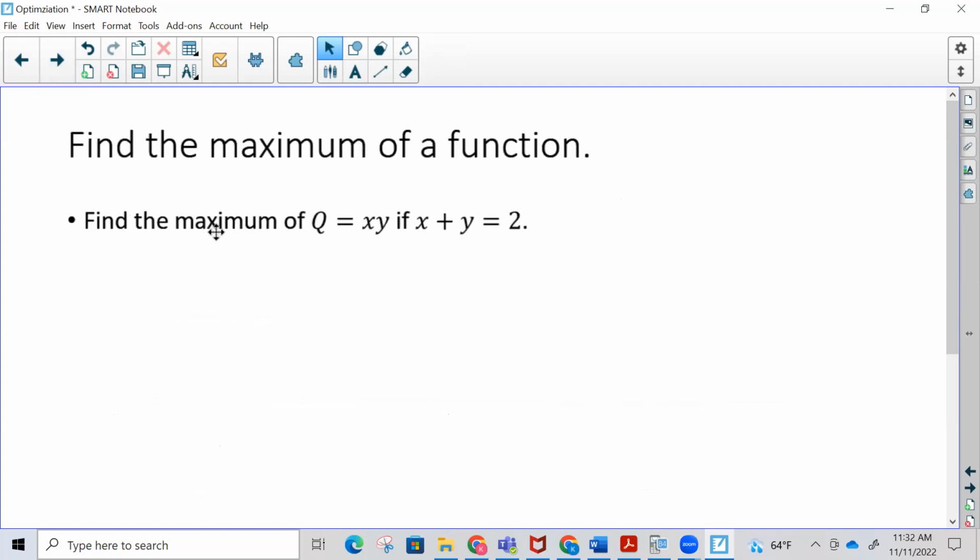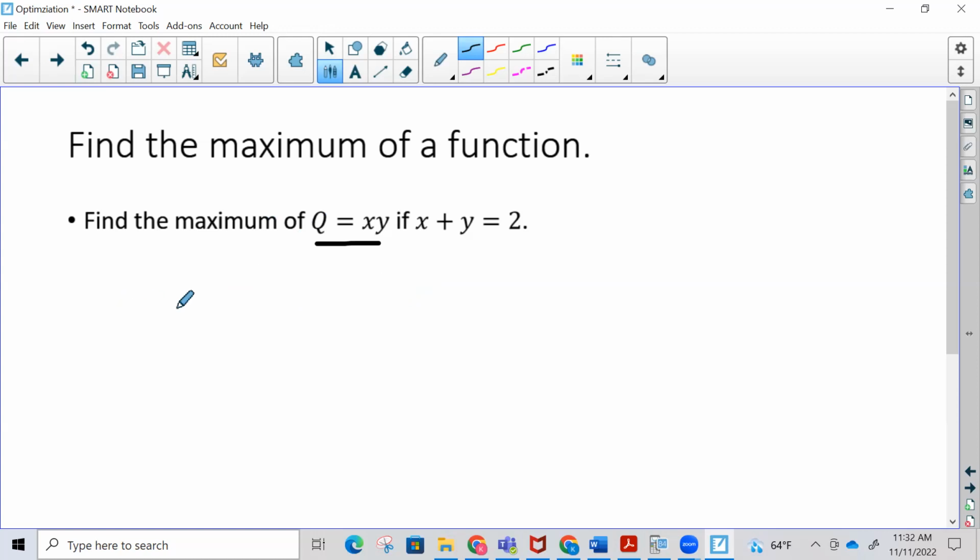Okay, so let's look at one where they actually do give us the equations, but what you can see is you want to find the maximum of Q equals XY if X plus Y equals 2. So I have two different equations. And the issue is if I look at Q, it's in two variables, X and Y. And for now, we cannot find the max or min if we have two different variables. You will learn that in the end of unit 3, but right now we don't know how to do that.